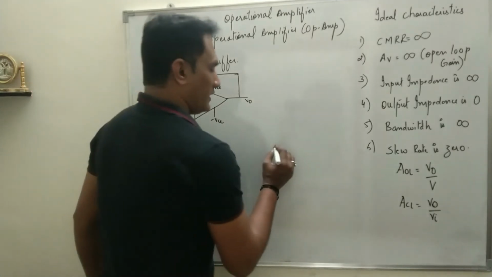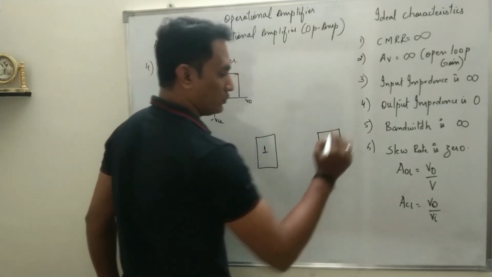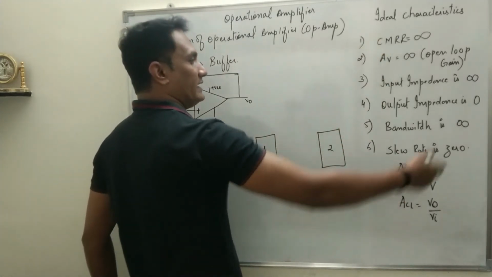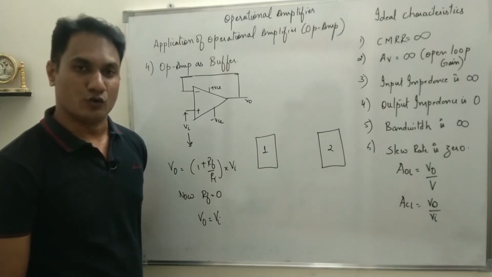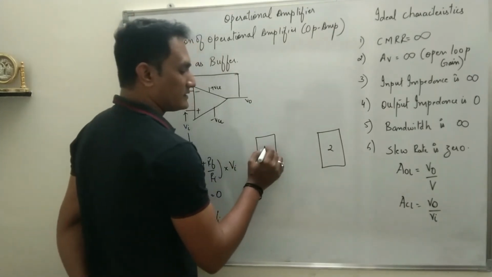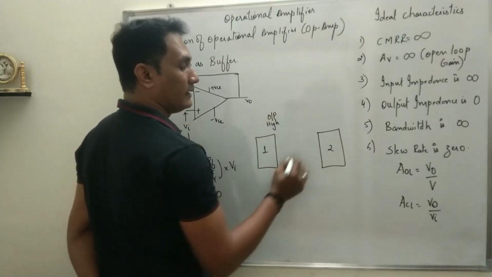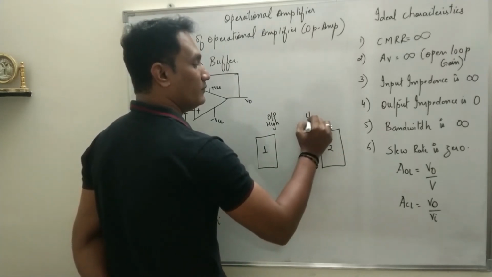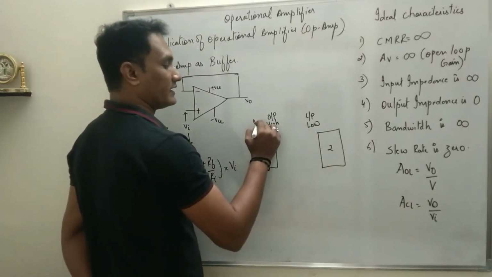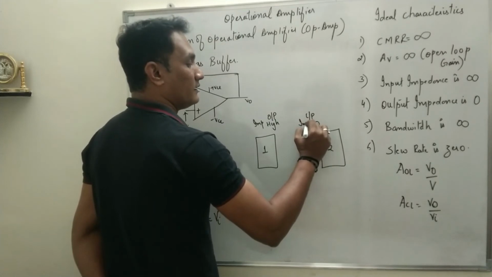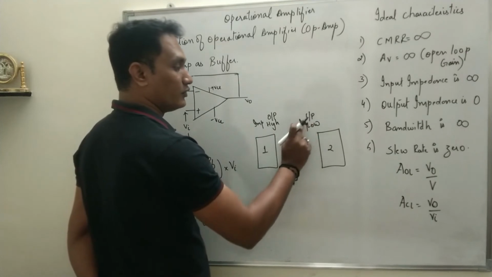Now suppose there are two circuits, say this is 1 and this is 2. Generally, for any analog circuit, input impedance should be very high and output impedance should be very low. But in some cases, for example in this circuit 1, its output impedance is high, and for the second circuit the input impedance is low. We are talking about the resistance offered by the output side of the first and the input side of the second. So output impedance is high and input impedance is low.